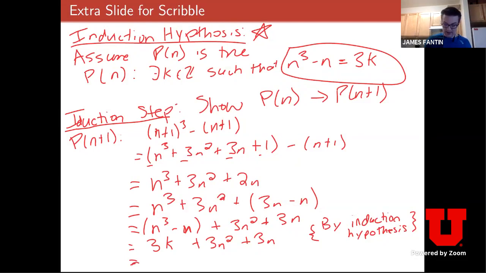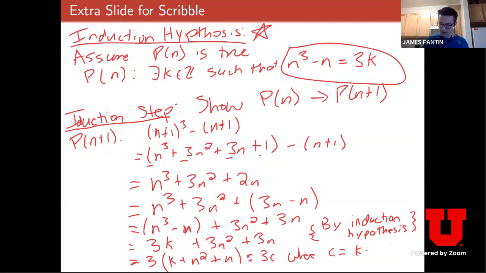And then, remember, we wanted to show that P of n plus 1 is true, that it's divisible by 3, or that it's 3 times some k. So this is just 3 times k plus n squared plus n, since we can factor a 3 out. And this is equal to 3 times c, where c is k plus n squared plus n, which is an integer because of closure of multiplication and addition.